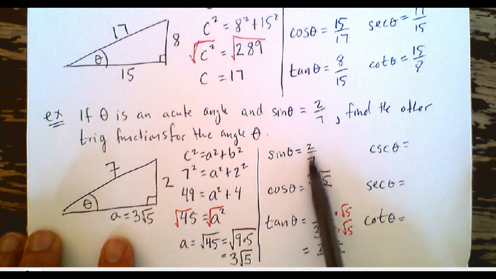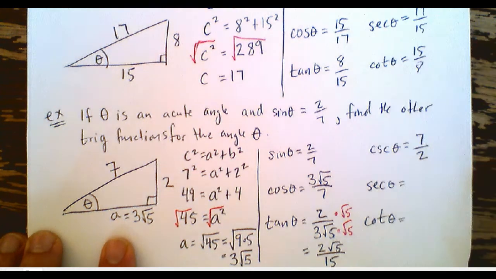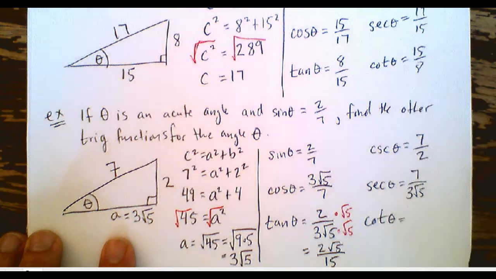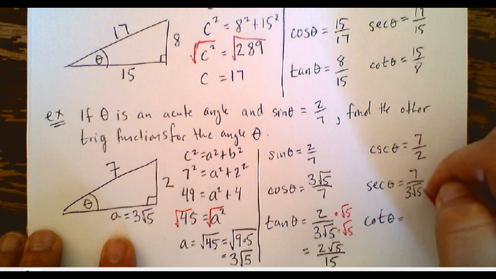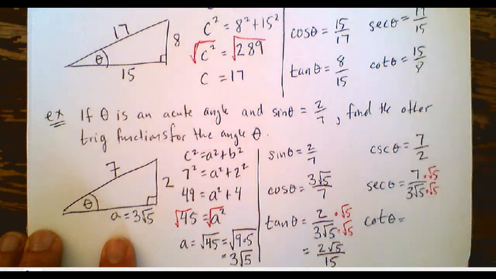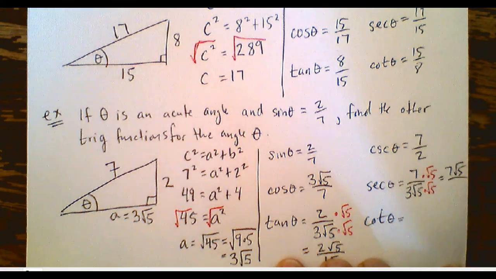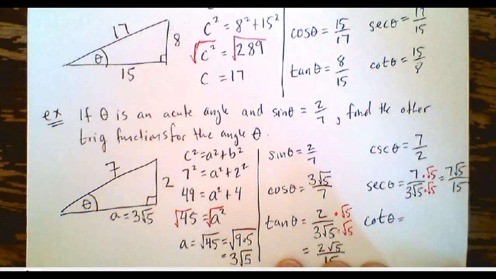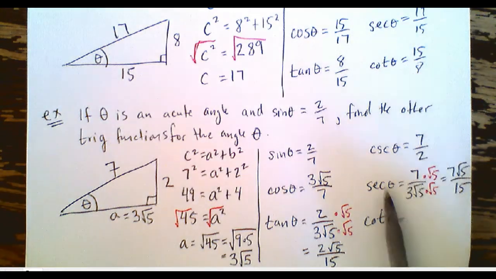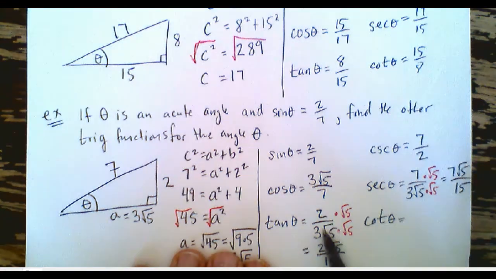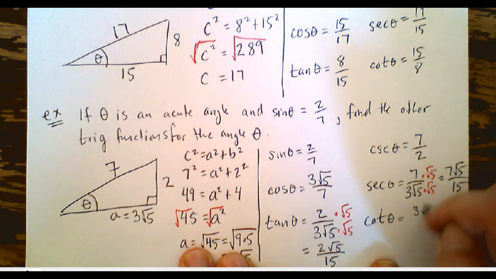Cosecant is just the flip of this, so that's 7 over 2. Secant is the flip of this, so that would be 7 over 3 root 5. Of course, we would want to rationalize that, so let's multiply here by root 5 over root 5. So we get 7 root 5 over 3 times root 5 is, again, 15, like last time. So our secant is 7 root 5 over 15. And lastly, the cotangent is just the flip of our tangent, so 3 root 5 over 2.